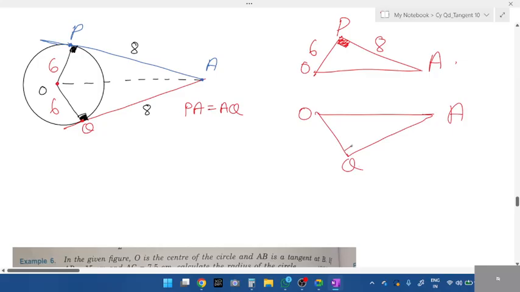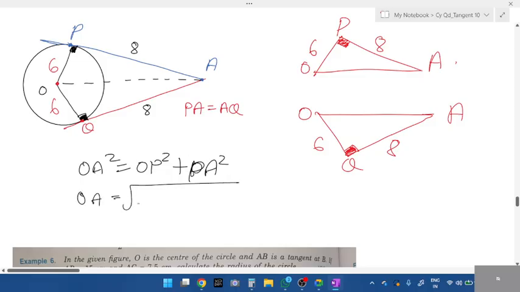AOQ, again at Q, right angle triangle. 8 centimeter, 6 centimeter. Both the sides are equal, right? If you find OA, apply Pythagoras theorem, students. OA square is equal to OP square plus PA square. After applying Pythagoras theorem, you get OA is equal to square root.